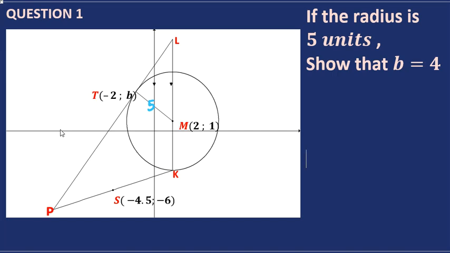So starting with the x-coordinate, -2 minus 2, square those x-coordinates, and then we add the y-coordinates, which is b minus 1, and we square that too, and all of that is equal to the distance of the radius, which is 5 squared. And of course this is -4 squared.